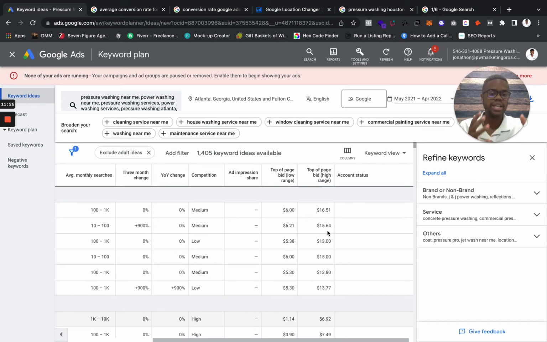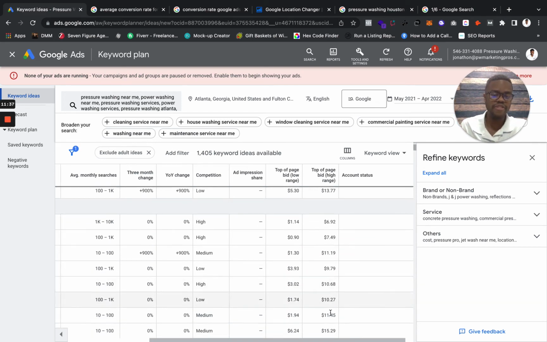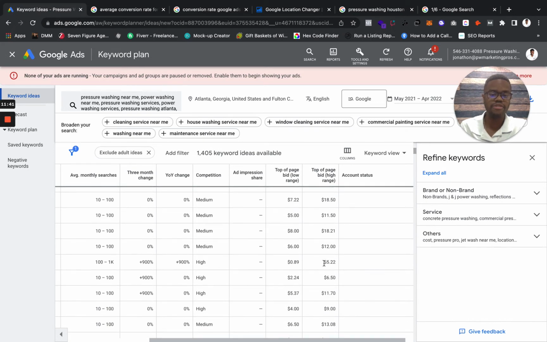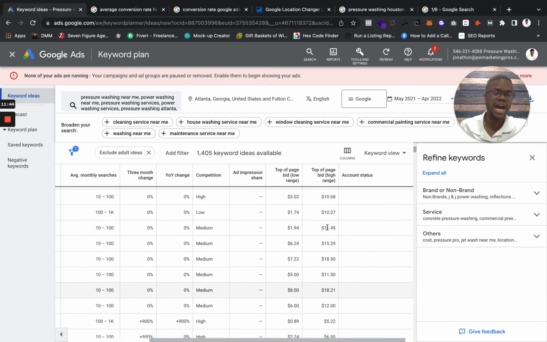So I would say I take the average of all of these, and from the average of what I'm seeing right now, it's about $14 to $15. Now let's do worst case scenario and let's just say it's $15, because with $15, I think that we can be very competitive for most of all of these top of page bid range and the high range, right?